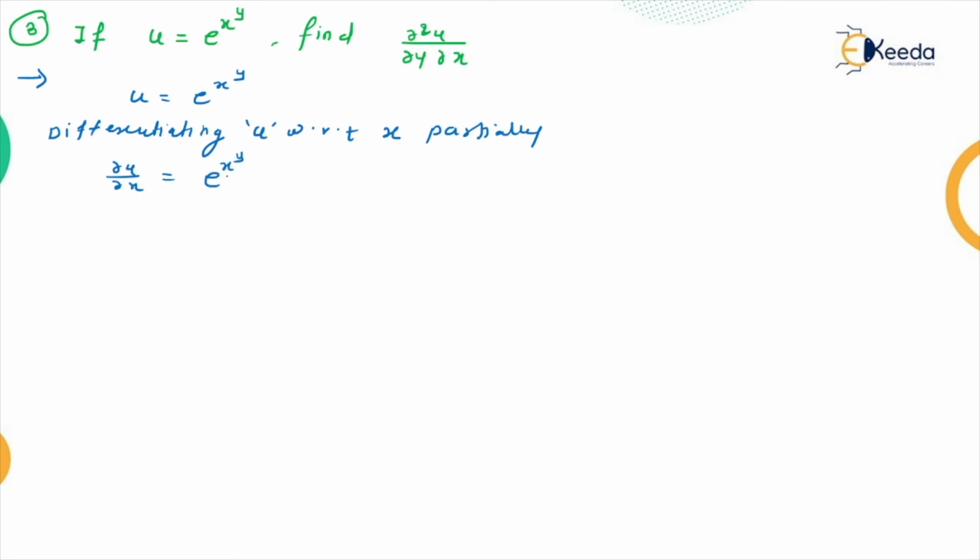Means e to the power x raised to y remains as it is, and the derivative of x raised to y with respect to x is y into x power y minus 1, partially, keeping the other variable y as a constant. We treat the other variable y as a constant. So this is the differentiation of u with respect to x.